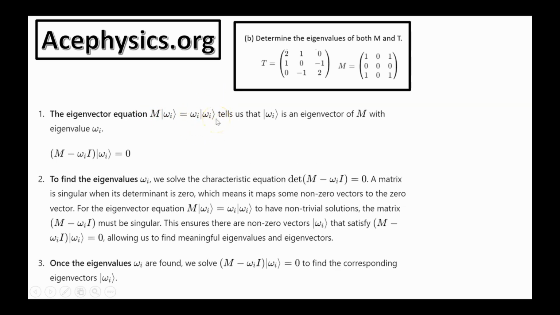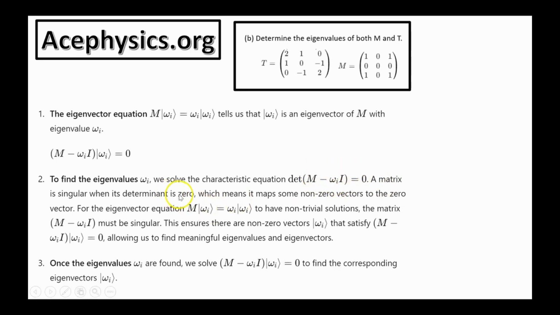An eigenvalue equation tells you that if you multiply the matrix by a specific vector called the eigenvector, you'll get a constant times that vector back, and we want to find the specific vectors and these constants. This is called the eigenvector and the eigenvalue. I can subtract the right side over and rewrite the eigenvalue equation like this. To find the eigenvalues ω_i, we solve the characteristic equation, which is the determinant of the matrix M minus ω times the identity matrix, and this has to equal 0.